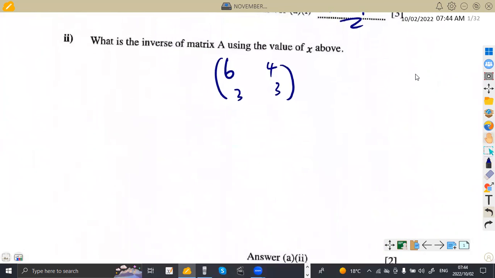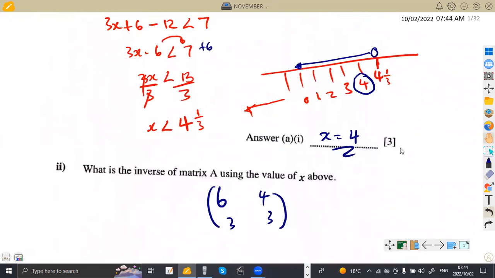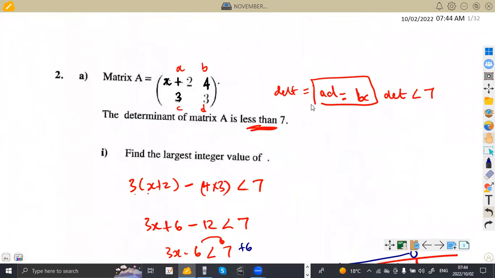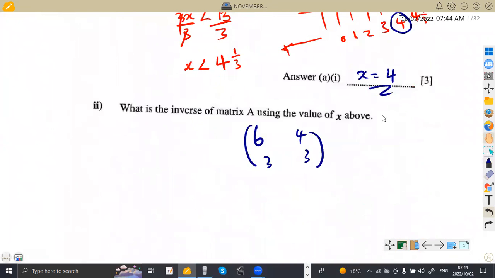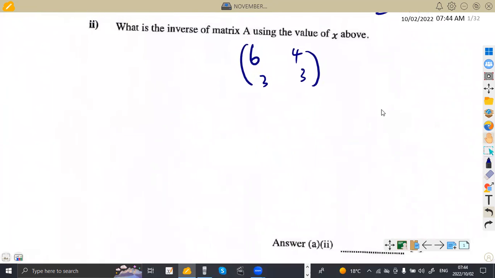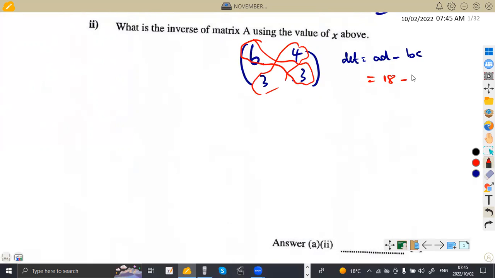From this part, the question is for us to find the determinant, the inverse. Take note, guys, we are just told that the determinant is less than 7. It is not equal to 7, but less than, which means we are supposed to calculate the determinant from this part. Like we say, determinant is equivalent to the product of the major diagonal minus the minor diagonal, which is 6 and 3 in the major diagonal. So you find the product of 6 by 3, which is 18, minus 4 by 3, which is 12. If we subtract, you get 6. Truly, this determinant is less than 7. We are getting a 6.